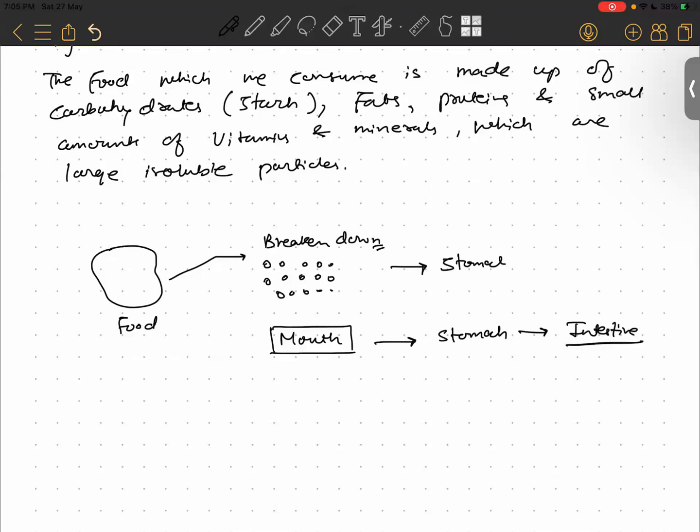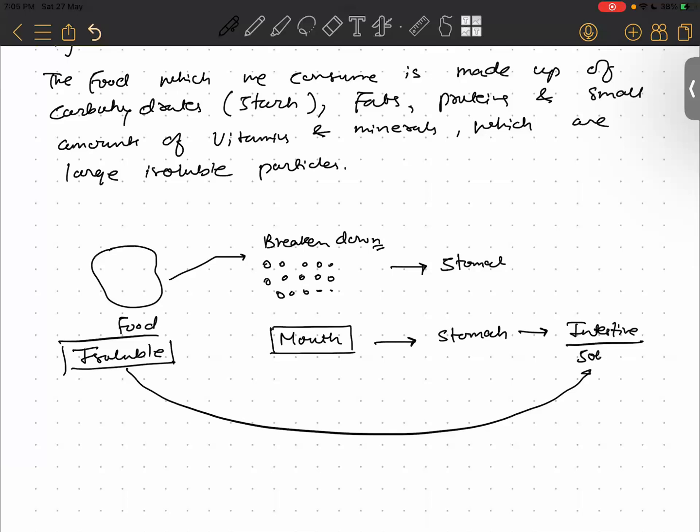Now in the intestine, while we were eating it, it was in insoluble form, and when it reached the intestine it became soluble.